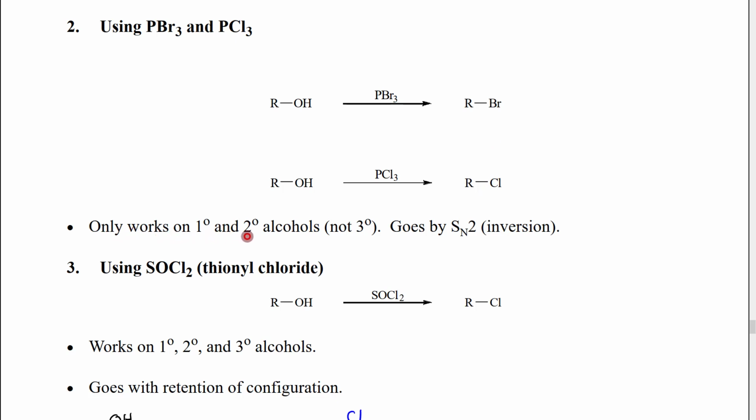It really only works well on primaries and secondaries, although I am going to say with heat, it can also work on tertiaries and even on aromatics, although usually we go for different reagents for those. It does go by an SN2 reaction, and we do observe inversion in both of these cases.